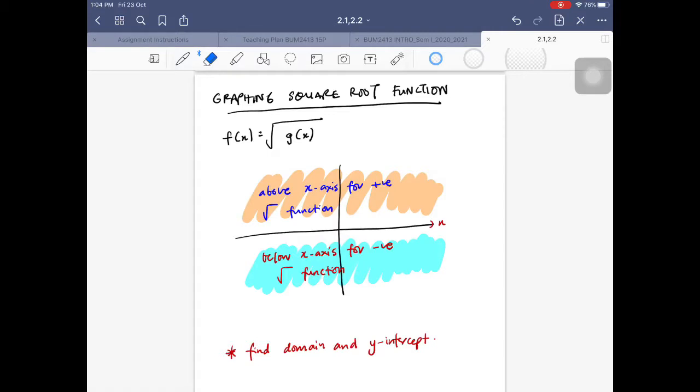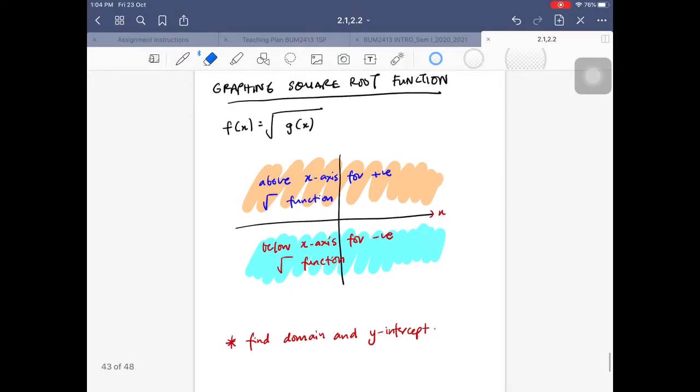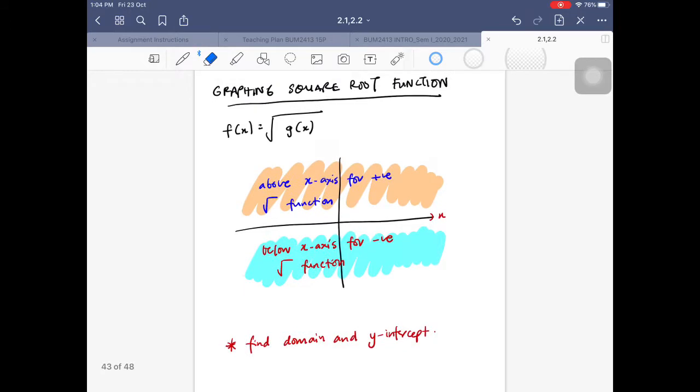Okay, so this one is not listed in one of my examples, but because you have this in your workbook on graphing square root functions, I'm going to give you an overview of how it is done. So if you have a function in the form of f of x equals the square root of g of x, it could be plus and it could also be minus. If your function is a positive square root function, for example, f of x equals the square root of x minus 1, and it's a positive square root, then my function is going to be positioned above the x-axis.